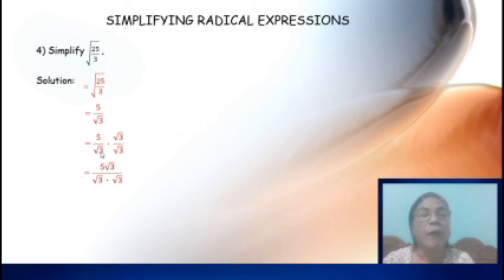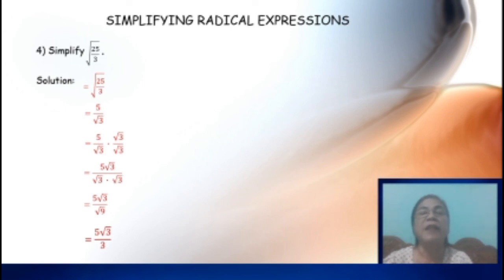Now, square root of 3 times square root of 3, what's the answer? It is square root of 9. And what is now the square root of 9? It's 3. So we rewrite the expression as 5 square root of 3 over 3. So that is how to simplify radical expressions.